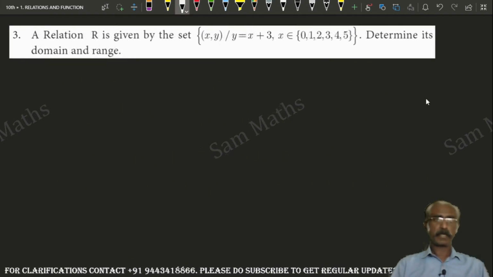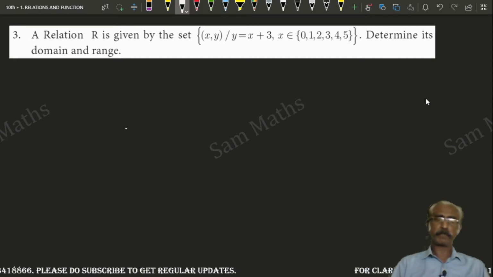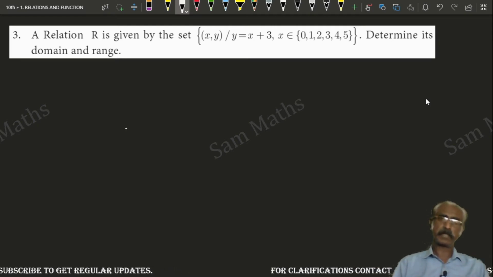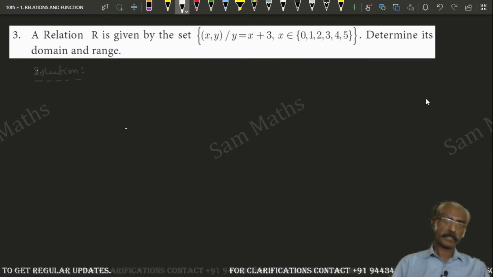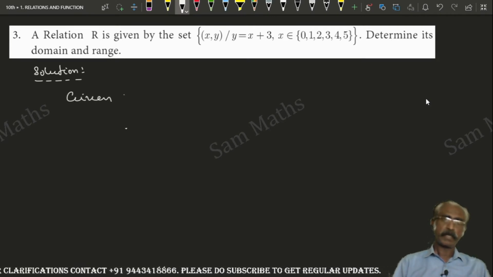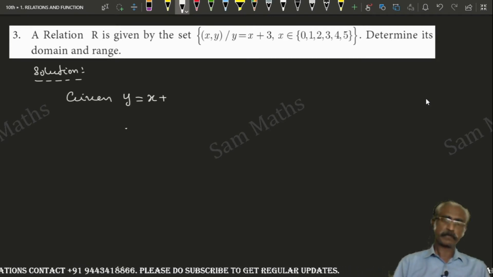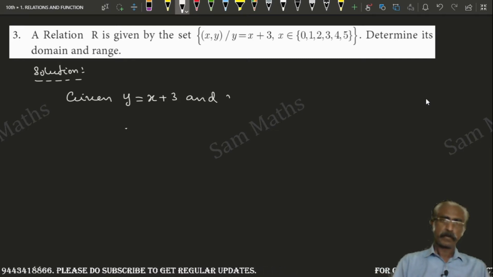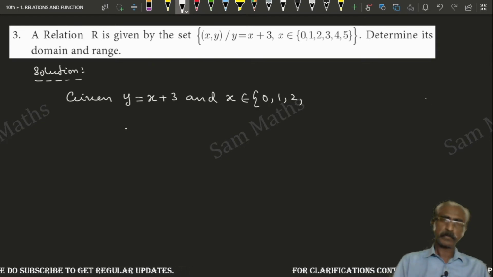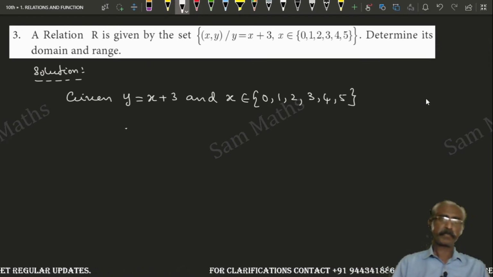Third question. A relation R is given by the set of x comma y such that y is equal to x plus 3, where x belongs to the set 0, 1, 2, 3, 4, 5. Solution. So given y is equal to x plus 3 and x belongs to 0, 1, 2, 3, 4, 5. Clear, children?